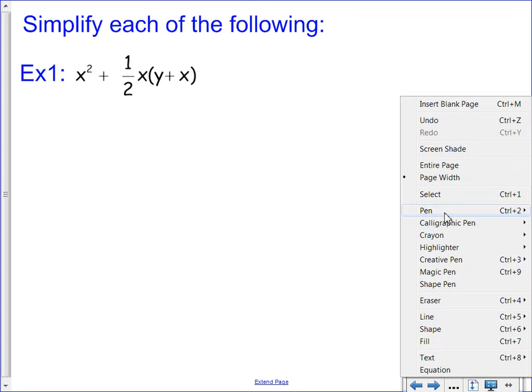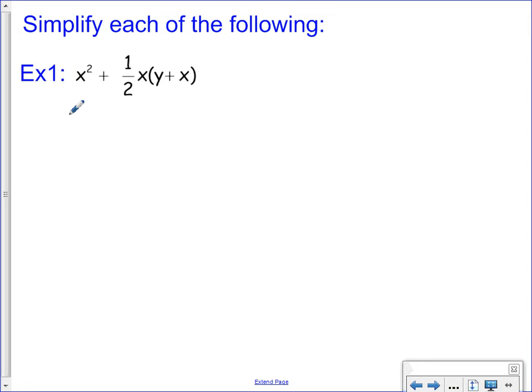So for example, the x squared is gone, but this whole thing needs to be distributed to everything inside. So what do we got? X squared, thanks. XY. X squared, awesome. Okay, now, here we go.